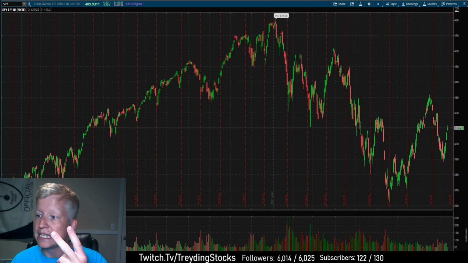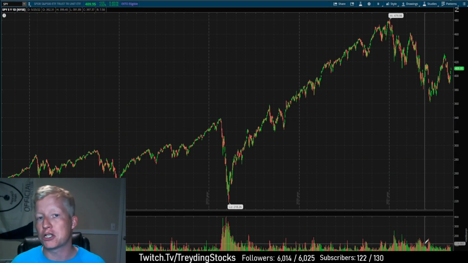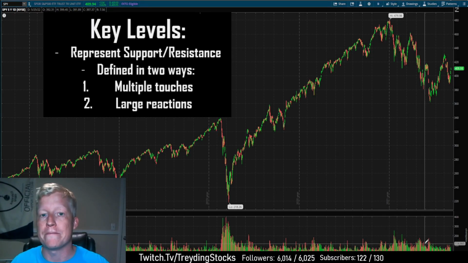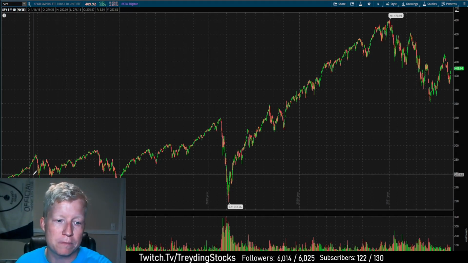That's trend. The second part of price action is key levels. So you want to be able to identify trend, and then within that trend, you want to be able to identify support and resistance. That is what key levels are. There are two ways to identify key levels. One is if the level is touched multiple times, and two is if there is a major reaction off of that level. So there is a key level on SPY.